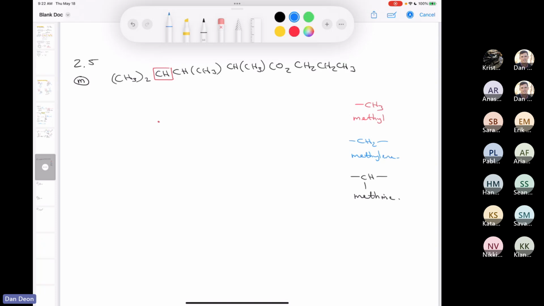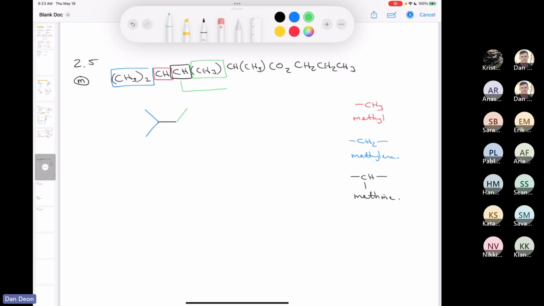And then it has two methyl groups coming off of it, like this. So I'm going to put 1, 2 methyl groups coming off of that methine. And then it's connected to another methine. So I'm going to put that in black. So it's connected to this methine here. And then it has a methyl group attached to it, but that's in a bracket. So that's going to branch off like this.